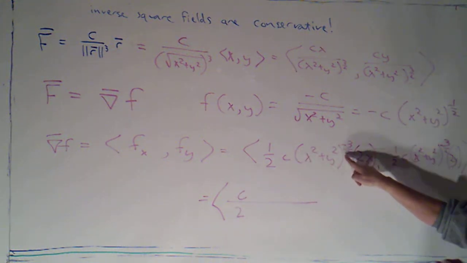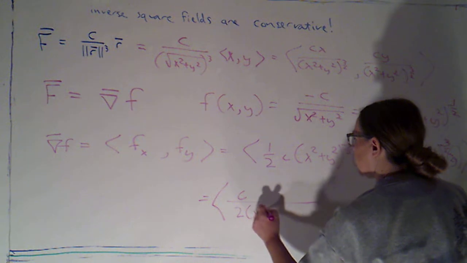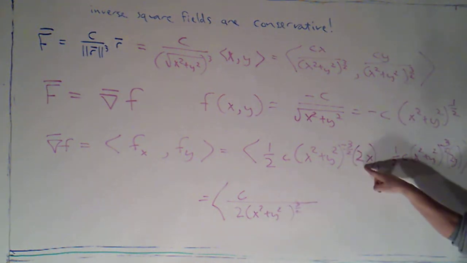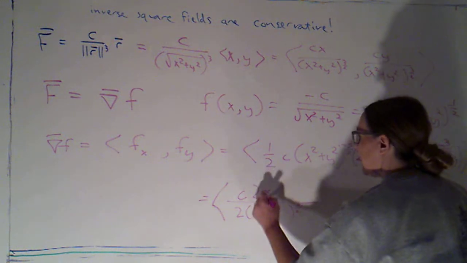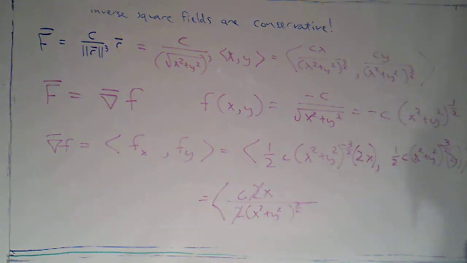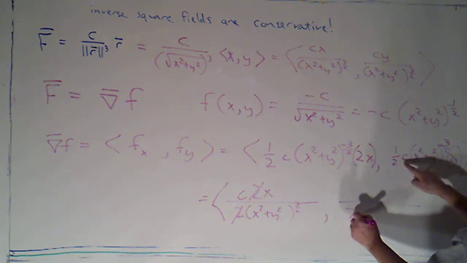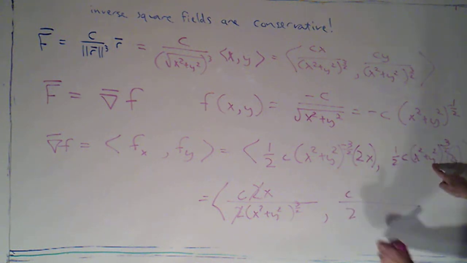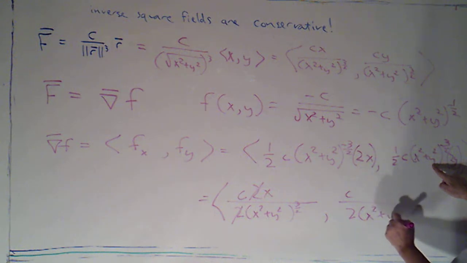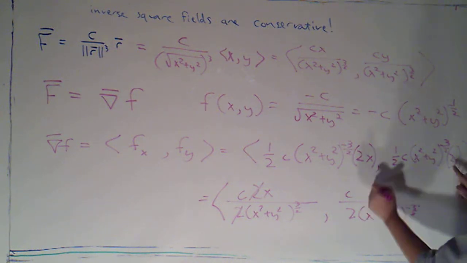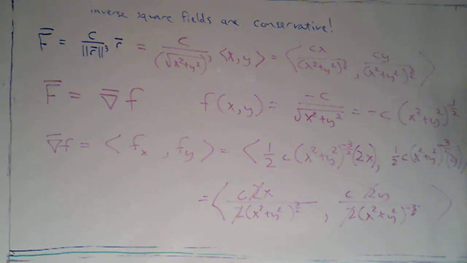Negative power here is going to tell me that that's x squared plus y squared to the 3/2 on bottom, times a 2x on top, and I can cancel those 2's. Then same thing here. 1/2 puts a 2 on the bottom, a c on top. That's an x squared plus y squared to the negative 3/2 with a 2y on top, and the 2's cancel. And so I can see that what I'm left with is exactly this.